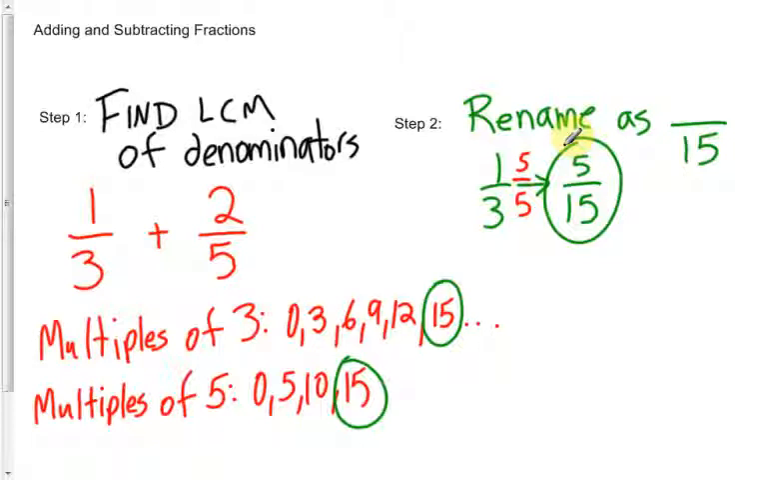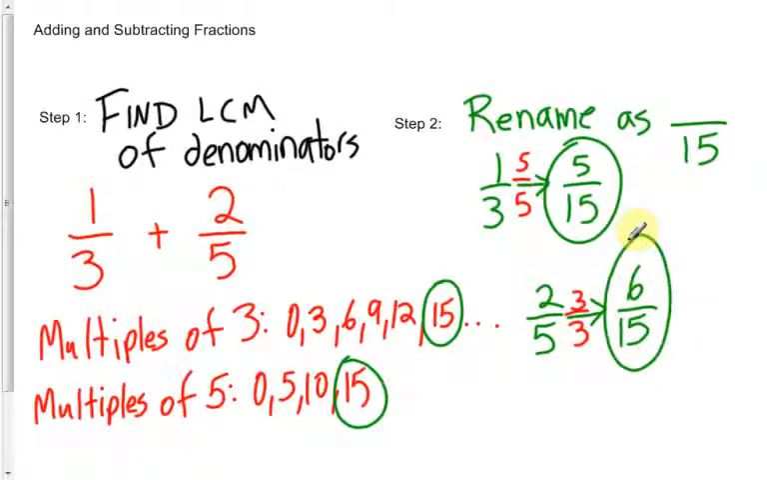And now we're going to rename 2/5. I've started using this arrow to show renaming. So 2/5 is going to become something over 15. Well, what did I do here? I multiplied by 1 that looked like 3 over 3. 5 times 3 was 15, so 2 times 3, hopefully arrive at 6.